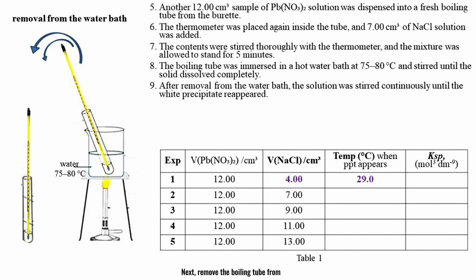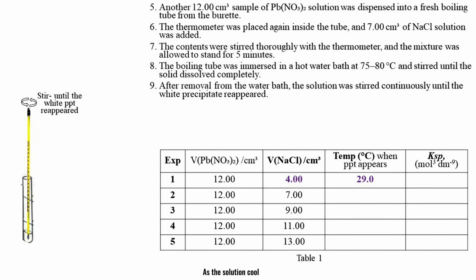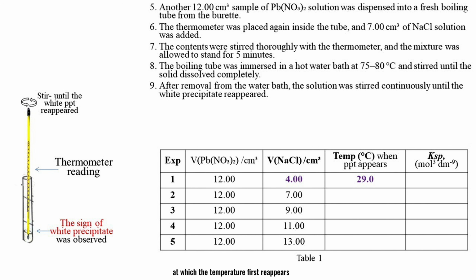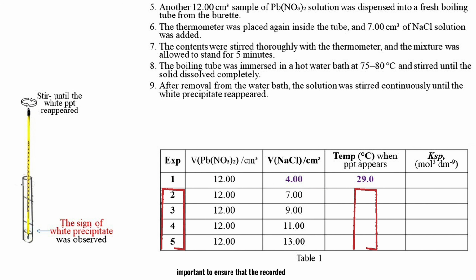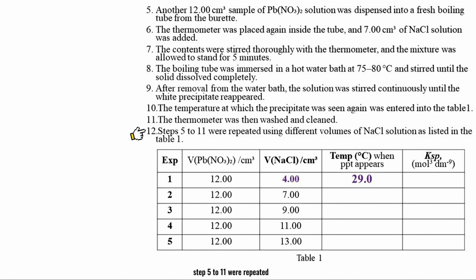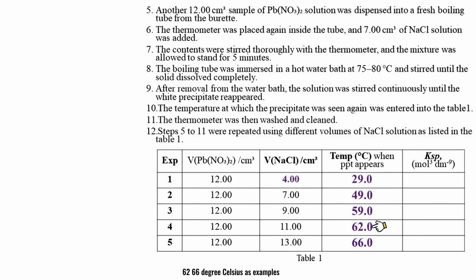Next, remove the boiling tube from the water bath and stir gently while cooling. As the solution cools, a white precipitate will appear again. The temperature at which the precipitate first reappears is recorded in table 1. It is important to ensure that the recorded temperature is below the temperature of the water bath. Then wash and clean the thermometer. Steps 5 to 11 are repeated using different volumes of sodium chloride solution as listed in table 1. To make the calculation easier to understand, I will use selected temperatures, which are 59, 62, and 66 degrees Celsius, as examples.